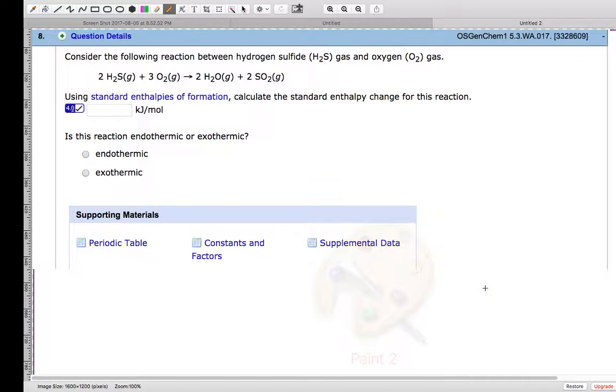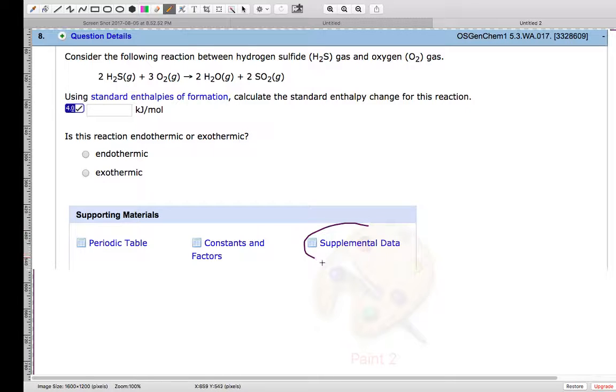Folks, I have another question here. It's number 8 from the WebAssign additional problems in Module 6, the module about energy and enthalpy and chemical reactions. Here we're using the standard enthalpies of formation. Where the heck are we going to get the standard enthalpies of formation for all these guys?